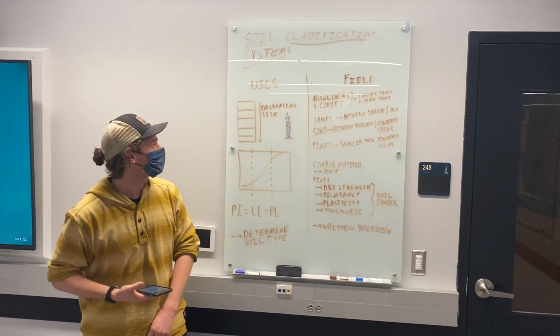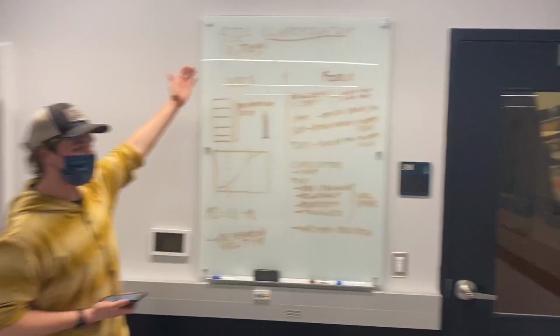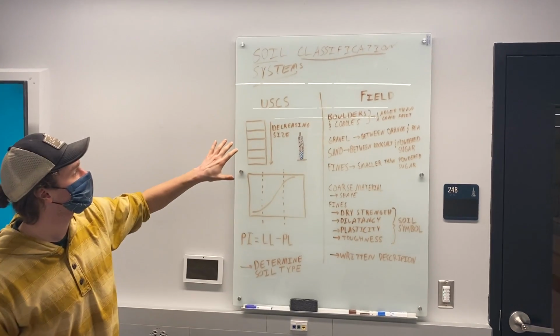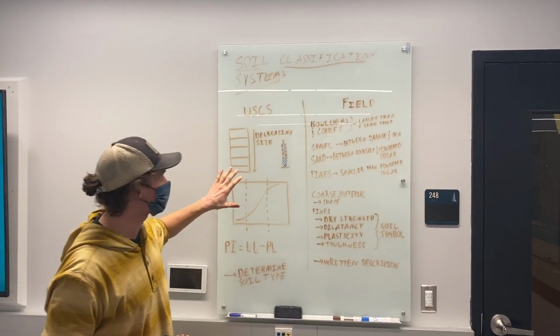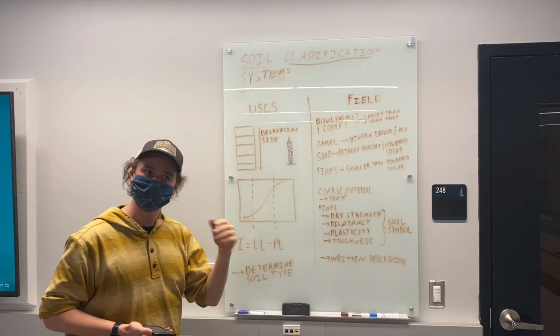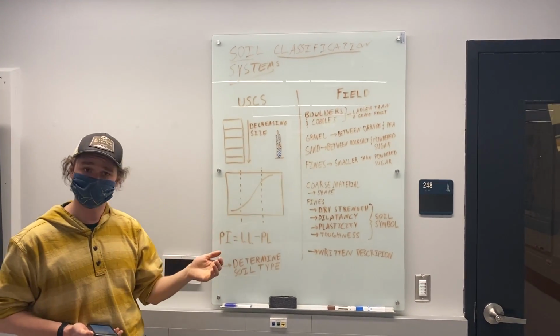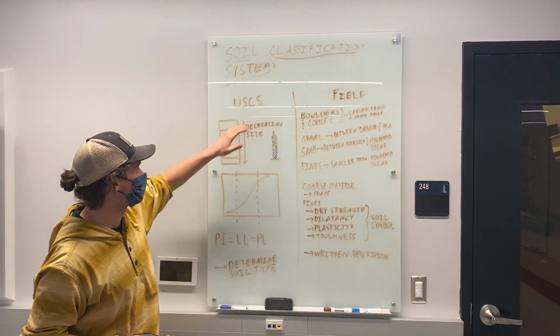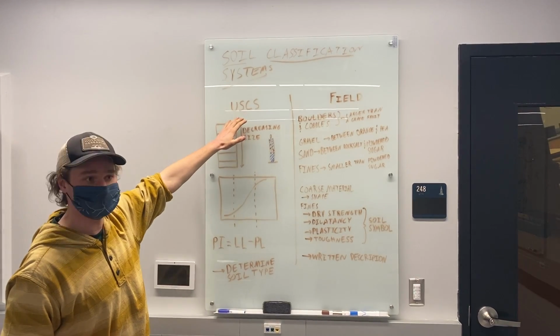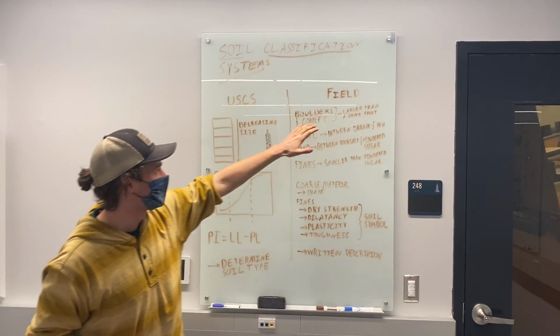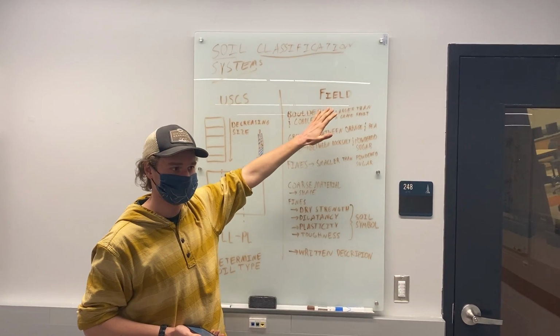Very good. All right. So we're going to be talking about soil classification systems. We're going to give you kind of an overview of two separate ones, but you should note there's a lot of different ways to classify soils, a lot of different systems. So the two we're going to talk about are the Unified Soil Classification System, or the USCS system, and a more field classification system.